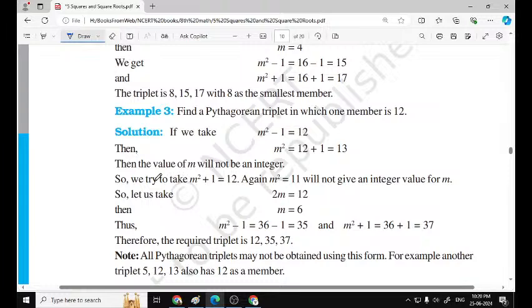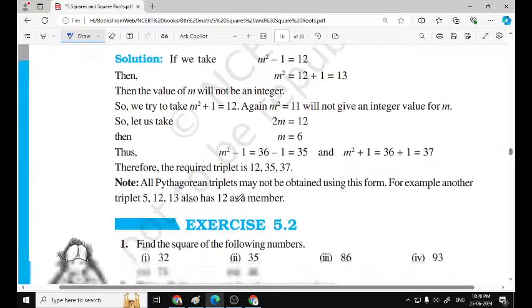Now let us try m square plus 1 is equal to 12. So m square is equal to 11, which will not give an integer value for m. Now let us consider 2m is equal to 12, so m is equal to 6. And m square minus 1 is 36 minus 1, that is 35, and m square plus 1 is 36 plus 1, that is 37. So 12, 35 and 37 is a Pythagorean triplet.